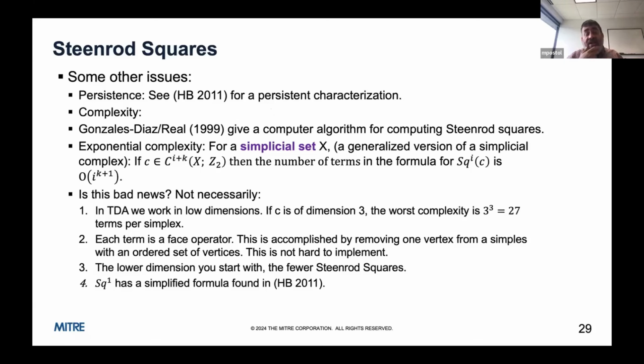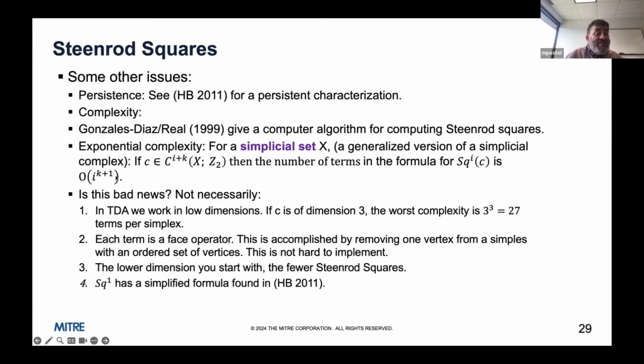So some other issues, again, I didn't mention persistence, but I would refer you to Aubrey HB's thesis. Complexity, okay, it could be absolutely miserable. You are talking exponential. They did it for simplicial sets, which are a generalization of simplicial complexes. But if you have a cochain in C^(i+k)(X; Z2), the number of terms in the formula for Sq^i is going to be on the order of i^(k+1).